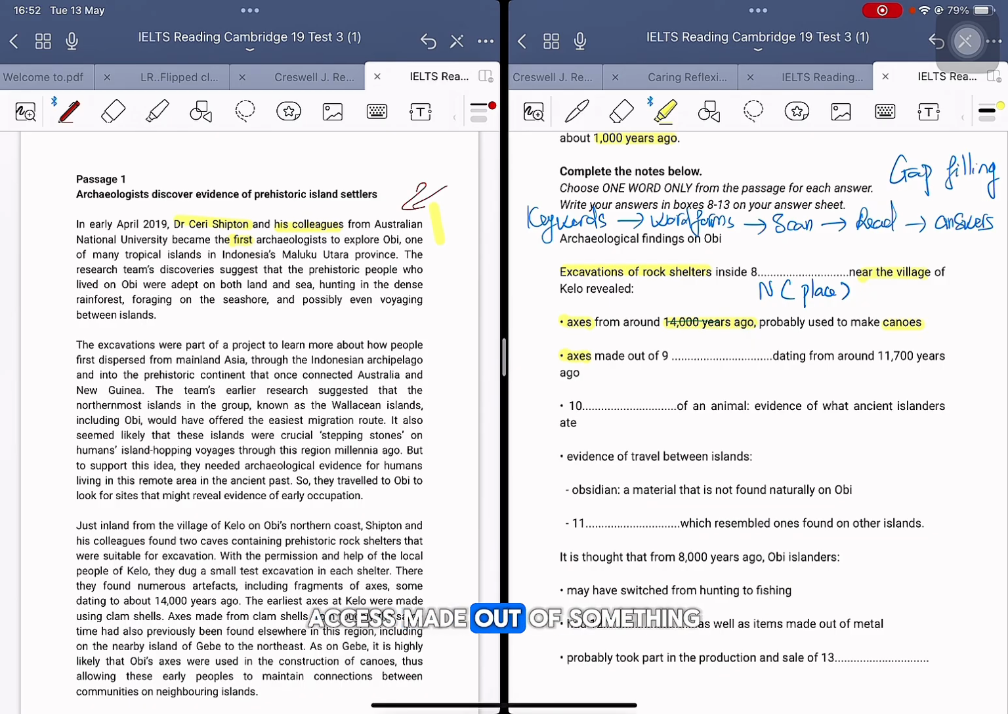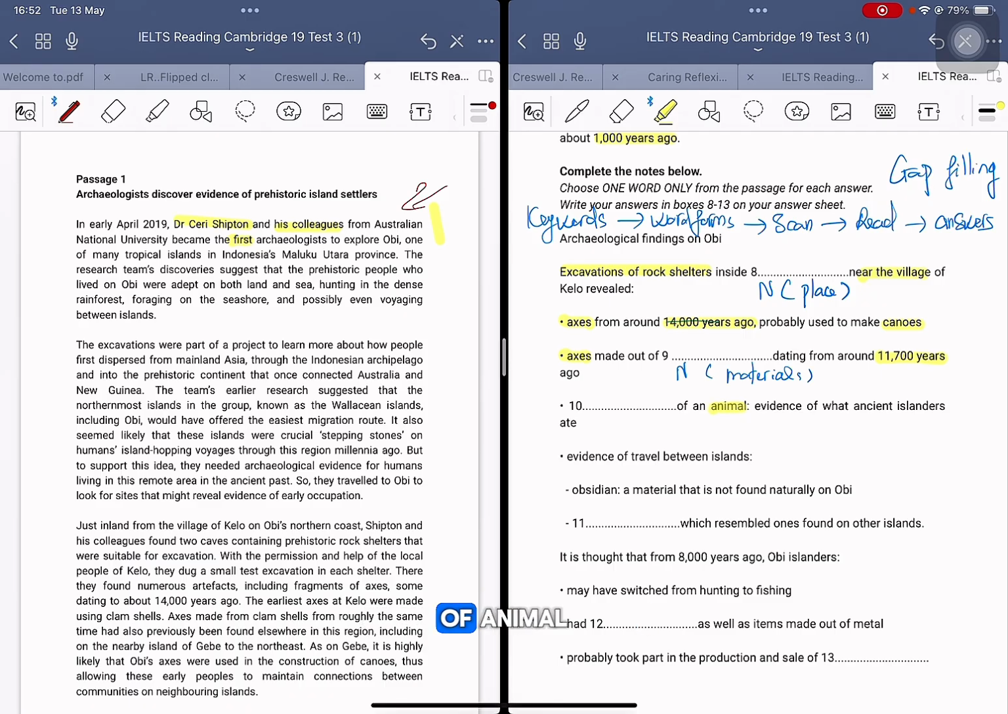Axes made out of something, and we have specific information here. Made out of something, so for sure we need a noun here, right? And it tends to be the material. So that can be metals, right? Papers, plastic, whatever, we don't know. And keep going like that.